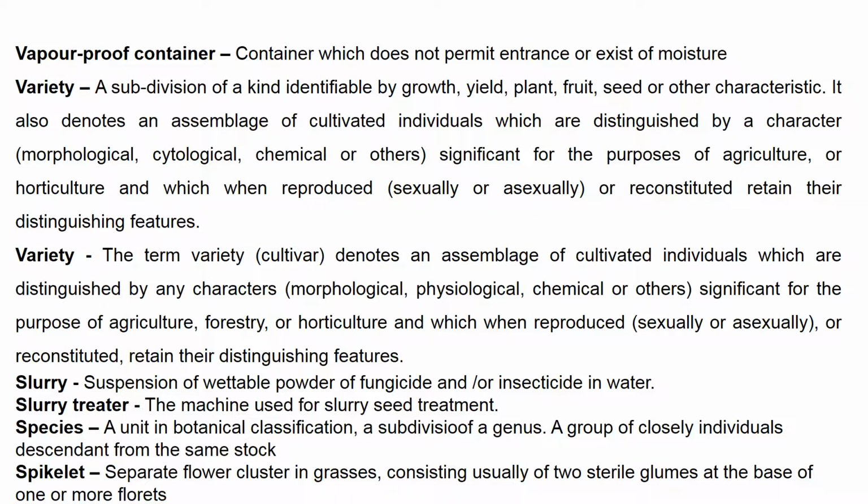Slurry. Suspension of wettable powder of fungicide or insecticide in water. Slurry treater. The machine used for slurry seed treatment. Species. Unit in botanical classification, a subdivision of a genus, a group of closely related individuals descendant from the same stock are species. Spikelet. A separate flower cluster in grasses consisting usually of two sterile glumes at the base of one or more florets.